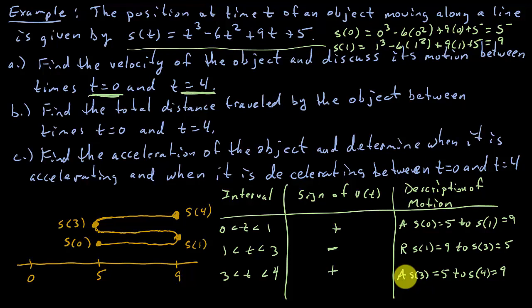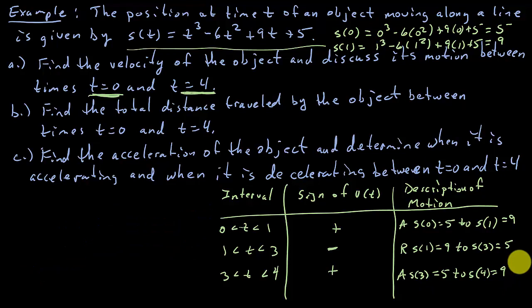Now let's look at part B. So I'm going to erase this. All right, so part B tells us find the total distance traveled by the object between times t equals 0 and t equals 4. All right, so the object travels from what? From S of 0 equals 5 to S of 1 equals 9. All right, so the distance, so this is part B.